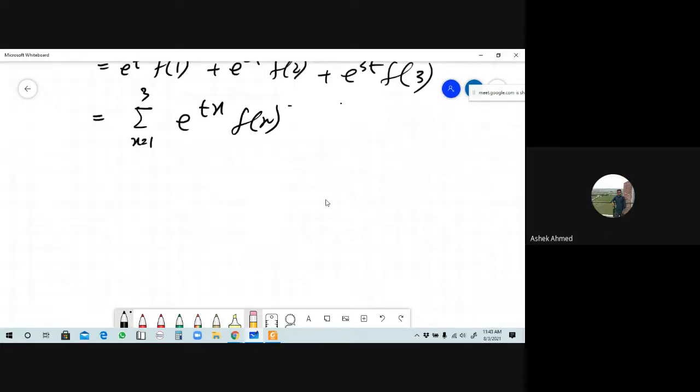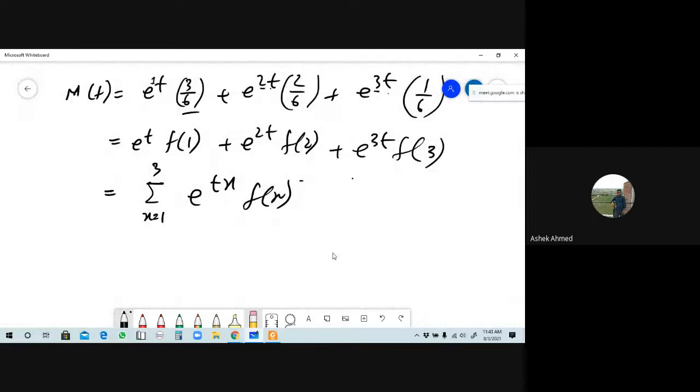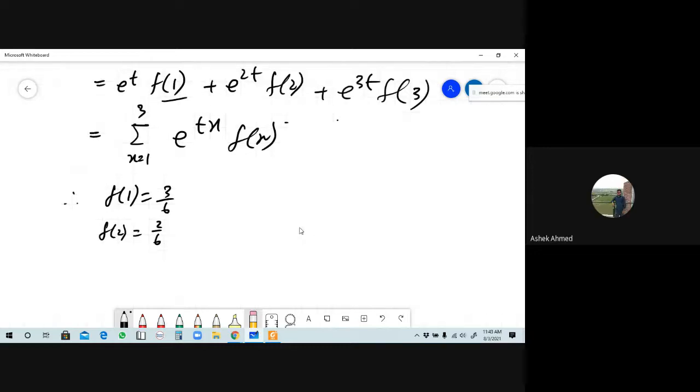So from here we can say that the values of x, the value of f of 1 will be 3 by 6, f of 2 will be 2 by 6, and f of 3 will be 1 by 6.